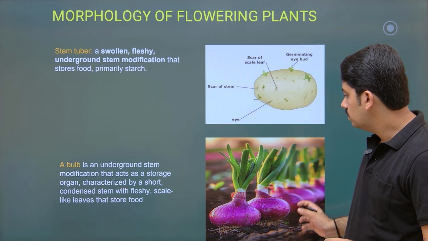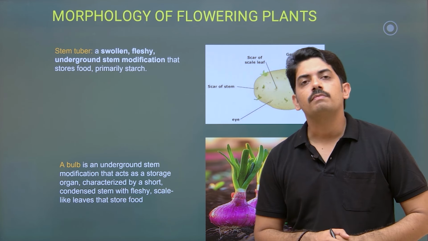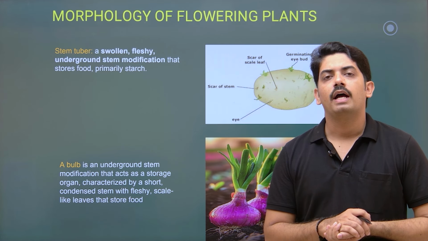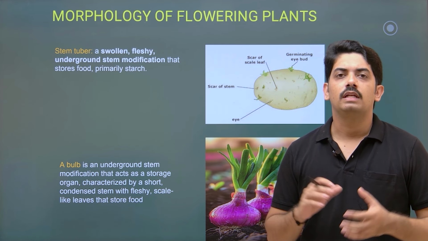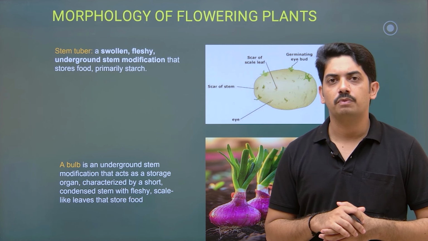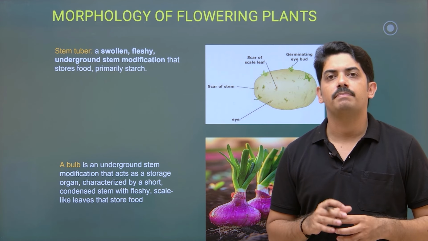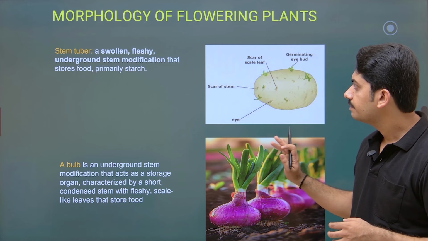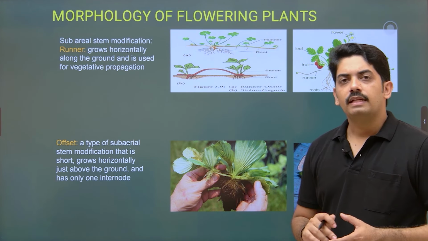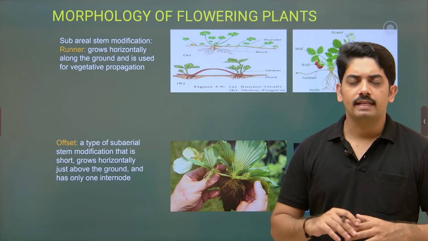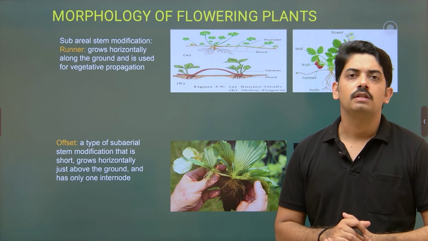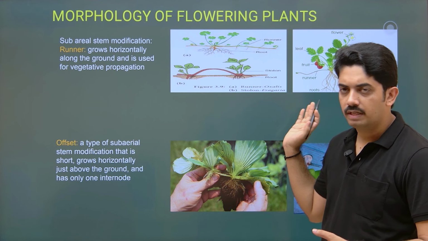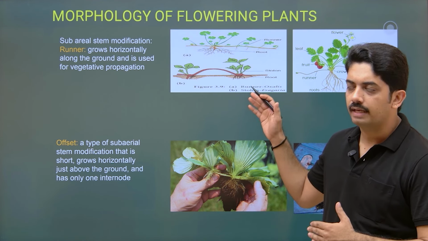Then coming to the onion bulb, the stem part of the onion is very much condensed and it produces so many leaves. They are involved in storage of food, as well as the condensed stem part is also involved in storage of food, that we call a bulb. Then other than storage of food, there are many other functions of the stem. So these are the subaerial stem modifications, not completely aerial, subaerial.